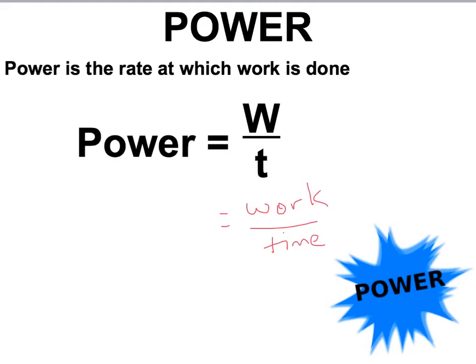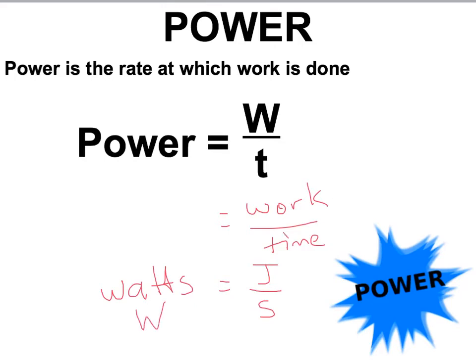And remember what our units were for work? They're joules. Divided by time is seconds. So the units for power should be joules divided by seconds. And we have another special unit for that, and that's called watts. So our unit for power is going to be watts, and you can abbreviate watts as a capital W.